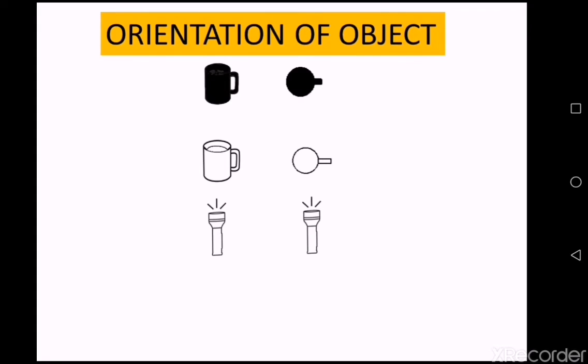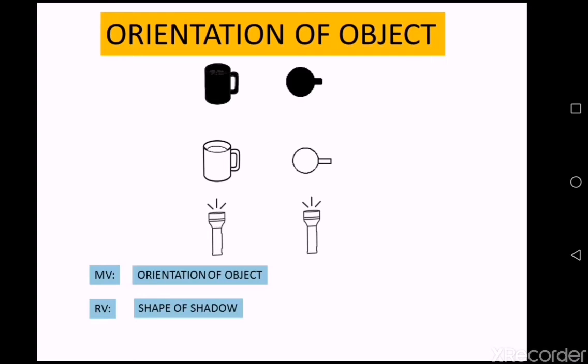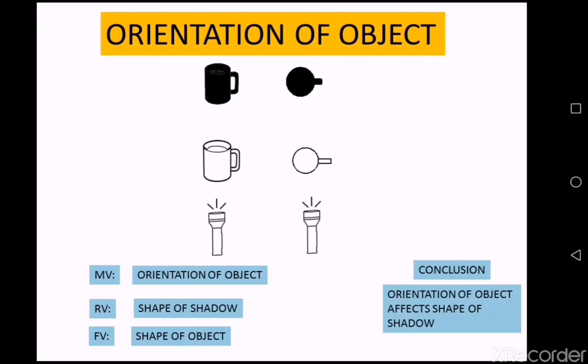What about this test? The manipulative variable for this test is the orientation of object. What to observe or responding variable is the shape of shadow. And what to keep the same or fixed variable is shape of object. So the conclusion is the orientation of object affects the shape of shadow.